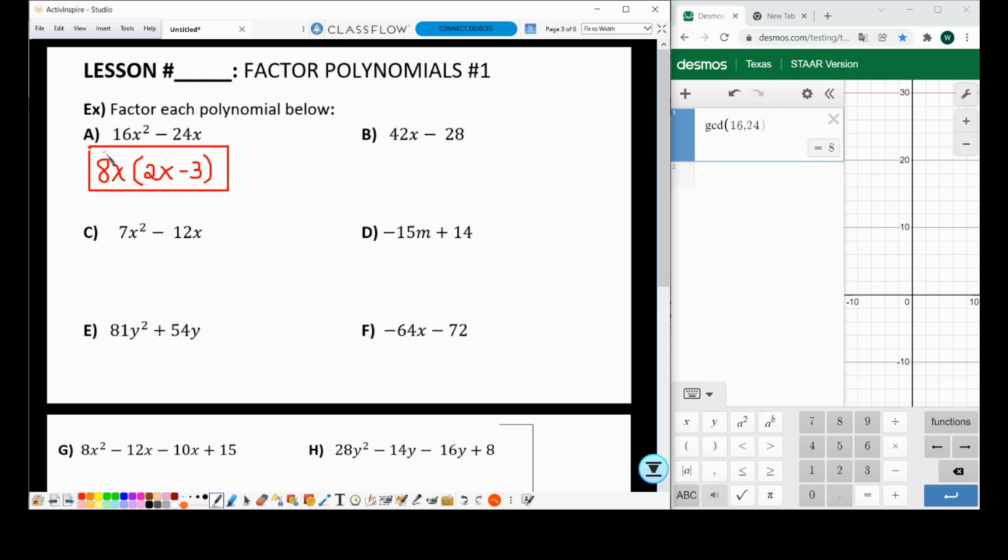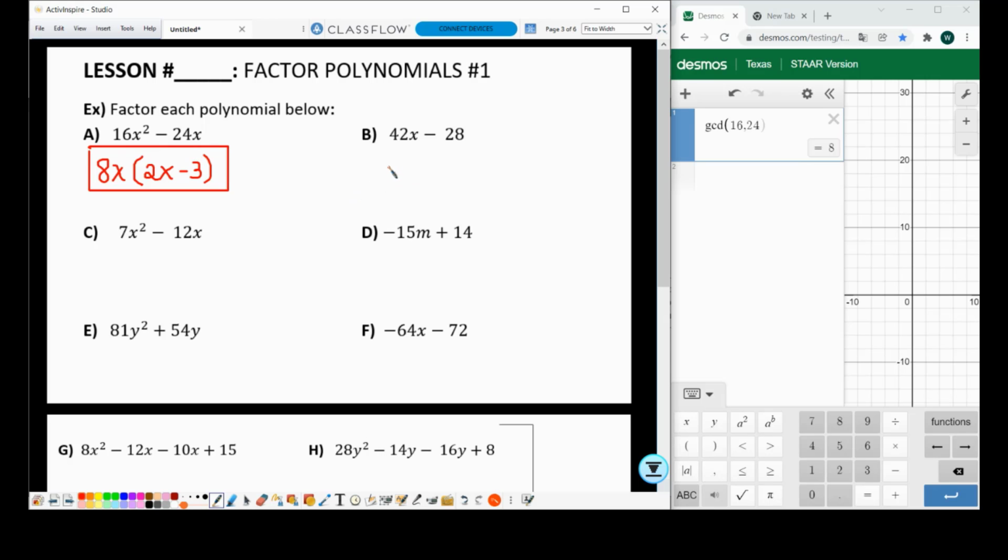Please notice that also you can confirm if you got the right answer by multiplying it back. When you multiply it back, you should get the same original problem. So 8x times 2x gives you 16x squared. 8x times negative 3 gives you negative 24x.